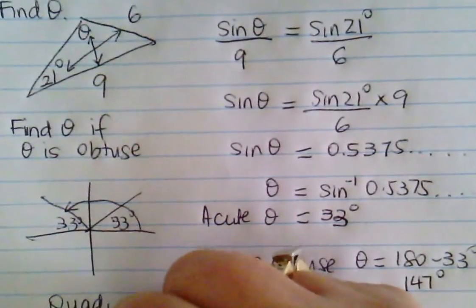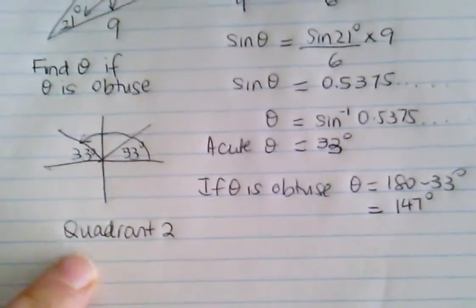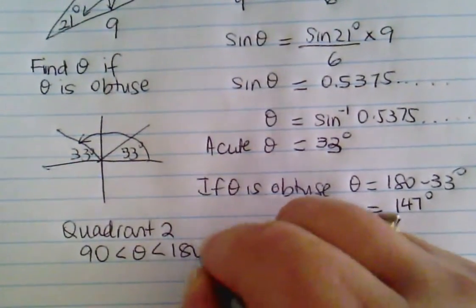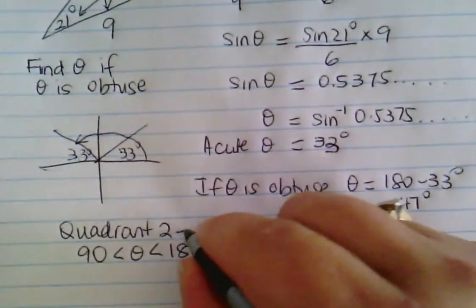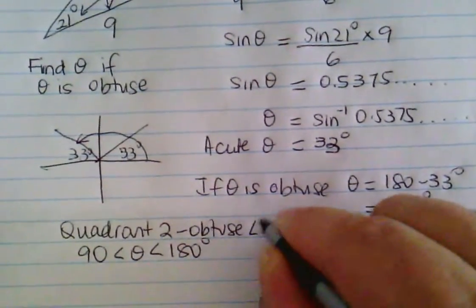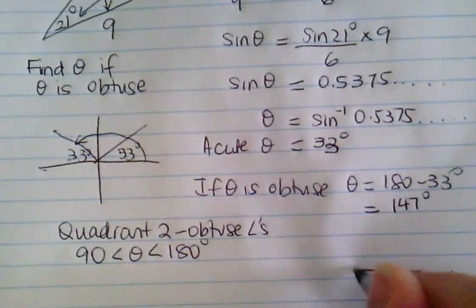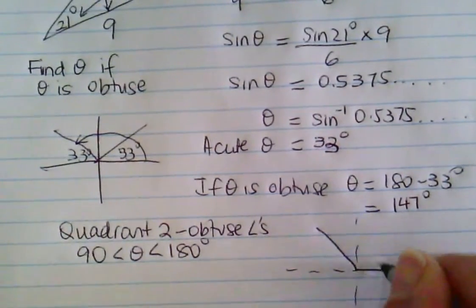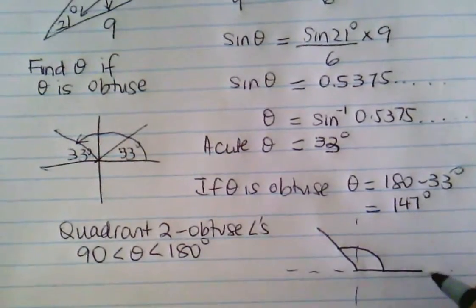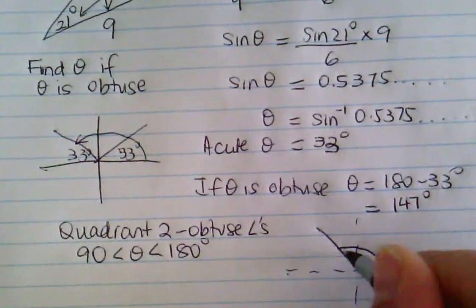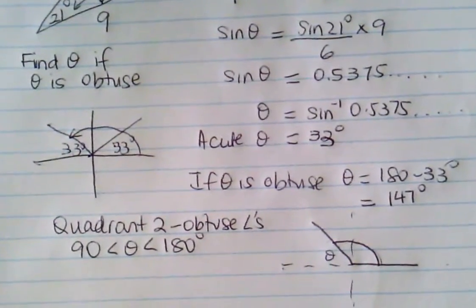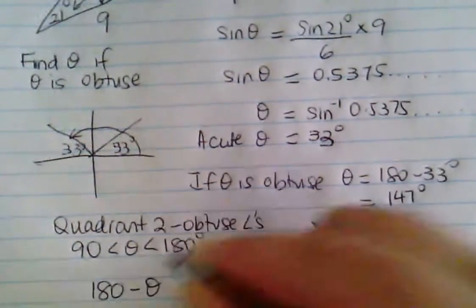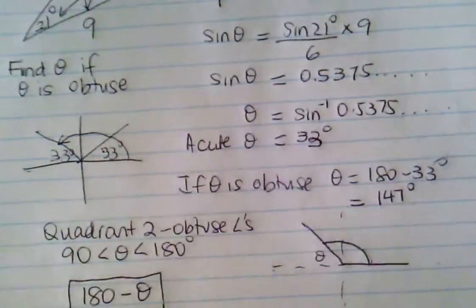So if I tell you theta's obtuse and you get an acute angle here, remember for quadrant 2, for obtuse angles, quadrant 2 is from 90 to 180, isn't it? That's an obtuse angle. Quadrant 2 is where your obtuse angles are. Because look, watch. Isn't that an obtuse angle? If that's my axis, isn't this an obtuse angle? You know how I go 0, 90, 180? That's an obtuse angle. So if you want the obtuse angle, we're talking about quadrant 2, and quadrant 2 is always 180 minus theta. That's how you represent an angle in quadrant 2.